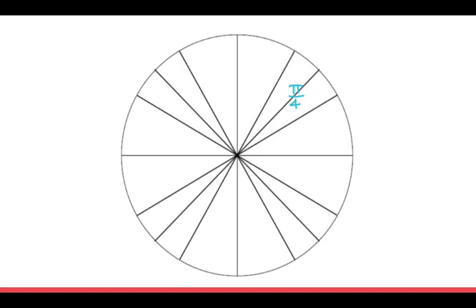So I'm going to go ahead and start counting around the unit circle. I have 1 pi over 4, 2 pi over 4, 3 pi over 4, 4 pi over 4, 5 pi over 4, 6 pi over 4, 7 pi over 4, and finally 8 pi over 4. Now, if you'll notice, some of those fractions can be reduced. After I've gone through all of my counting, I'm going to go ahead and reduce my fractions.